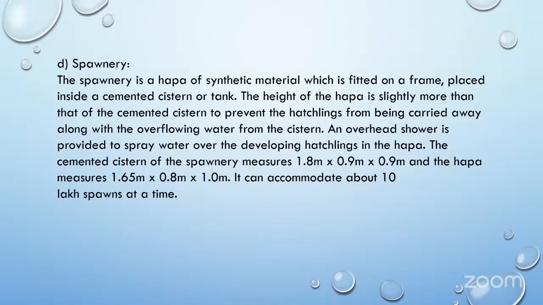An overhead shower is provided to spray water over the developing hatchlings in the hapa. The cemented cistern of the spawnery measures 1.8 meters into 0.9 meter into 0.9, and the hapa measures 1.65 into 0.8 into 1 meter. It can accommodate about 10 lakh spawn at a time.